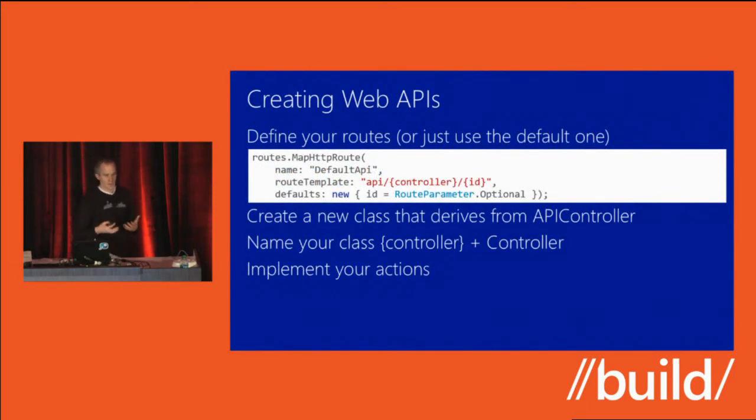So in order to create a web API, the first thing you're going to want to do is define your routes. You define your URI space. We provide a route for you. That should work for a lot of cases, but you may need to add more depending on how complicated your scenario is. And then you create a new class that derives from ApiController. You name your class whatever you want that controller variable to be when it shows up in the URI, and then Controller at the end. So ValuesController will show up at API/values. HelloController will show up at API/hello. And then you implement your actions.